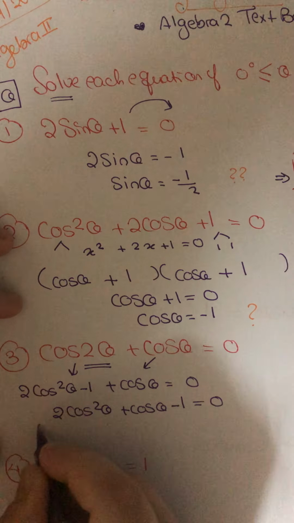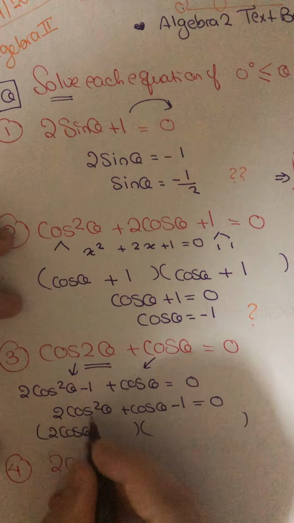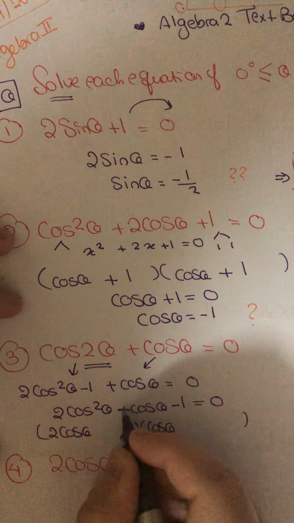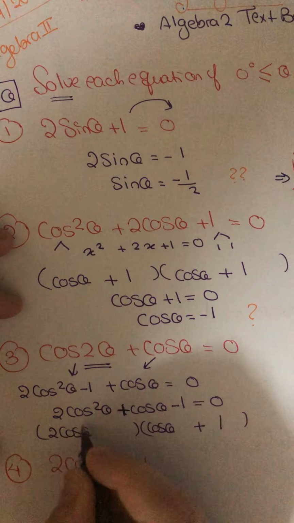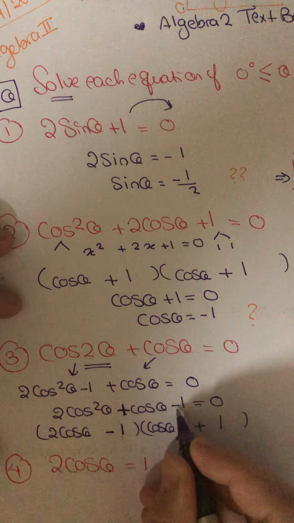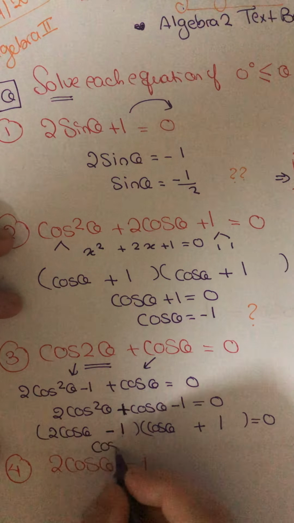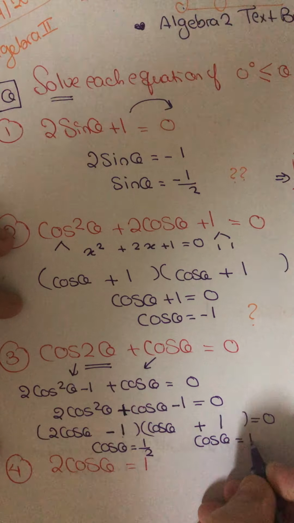So I will open 2 brackets. One of them is 2 cosine theta, and the other piece is cosine theta. Here I want the bigger one to be positive, so I'm gonna put positive 1 here to get a 2 cosine theta, and a negative 1 here to get a negative cosine theta, and when I multiply them I get negative 1 equals to 0. So one option here, cosine theta equals half and cosine theta equals negative 1.